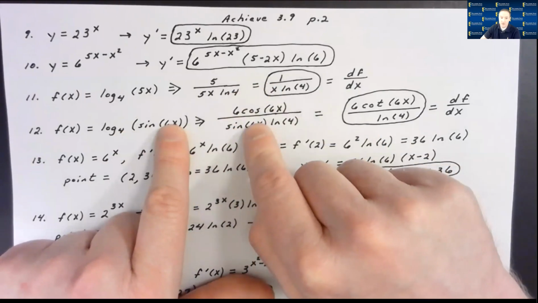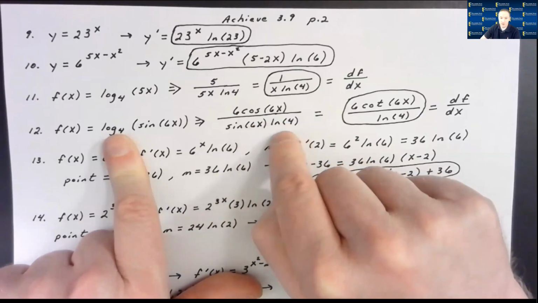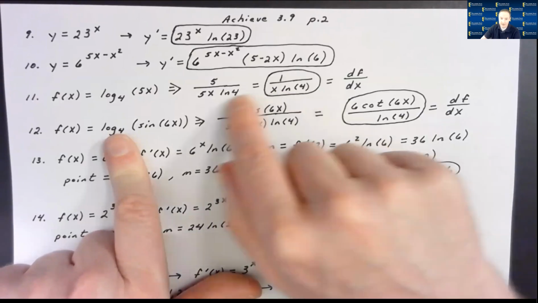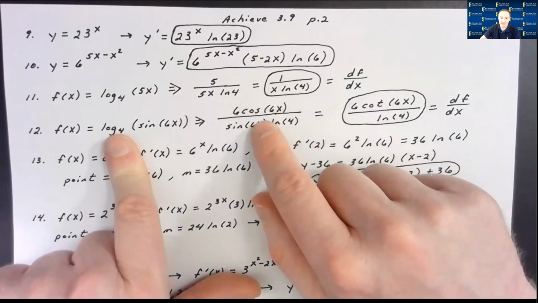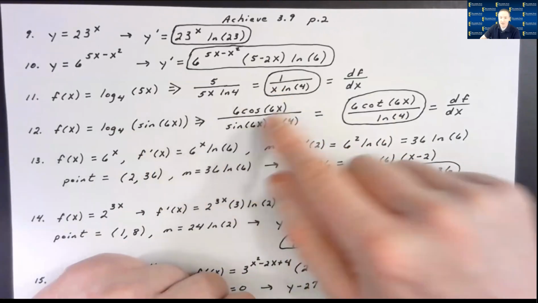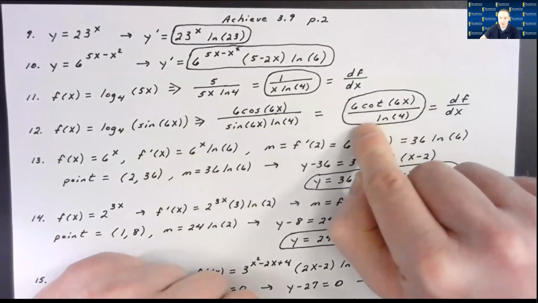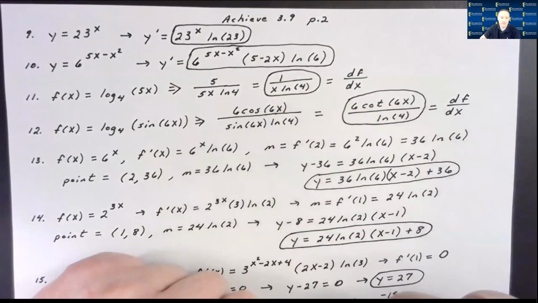If it were a natural log, but it wasn't a natural log, what's the only difference? Well, log base 4, you put the natural log of 4 in the denominator of this derivative answer, and you have your solution. Now, you could have left it like this. I just went ahead and said, well, cosine over sine is cotangent. So I said 6 cotangent 6x all over the natural log of 4. This answer's fine. This answer's a little better.